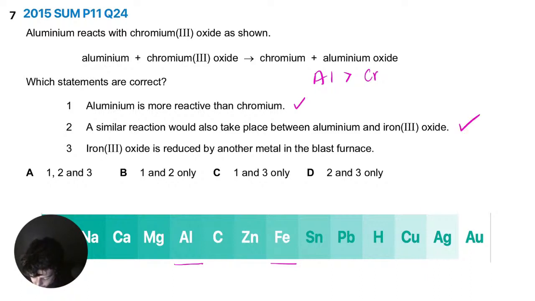Iron oxide is reduced by another metal in the blast furnace. You guys have seen 3, right? It's not by another metal. How do you reduce iron oxide in a blast furnace? How do you reduce it? People on YouTube, why don't you give me an answer? What's that special cheap element you use? Carbon monoxide. Carbon or carbon monoxide. Yes. So it's not a metal. So this is wrong. So the correct answer is B.